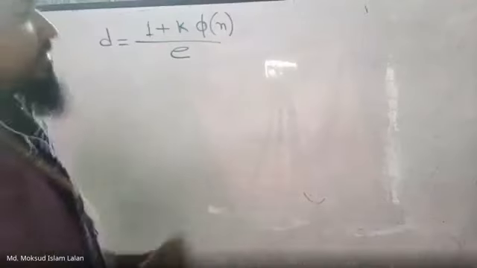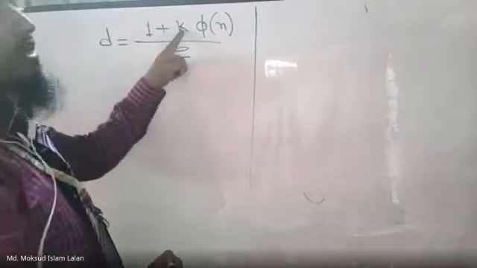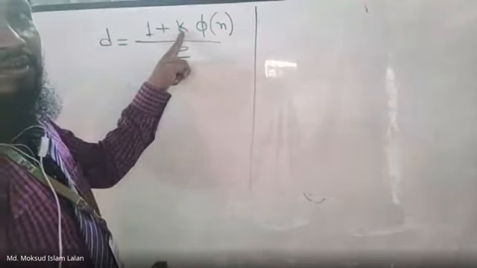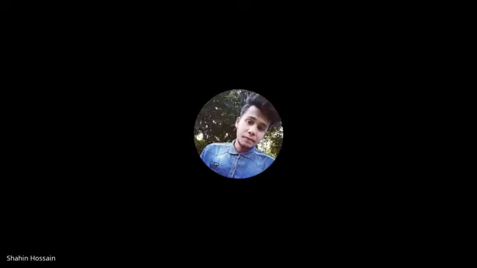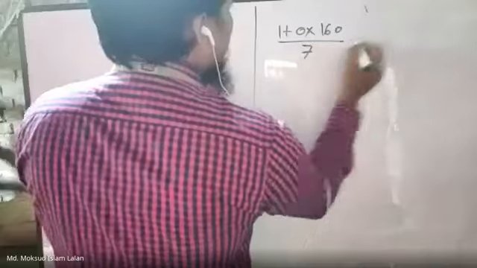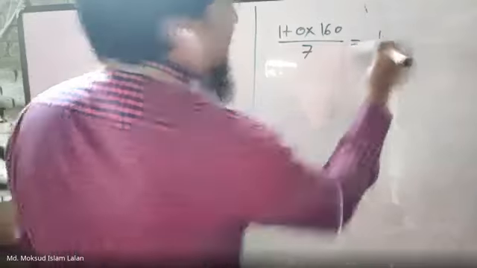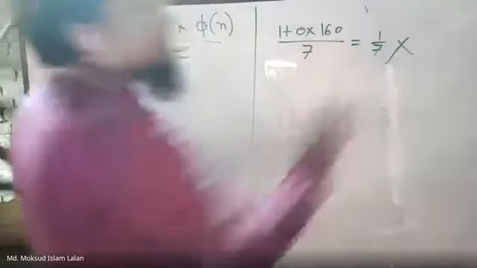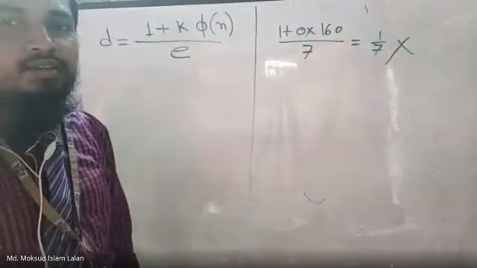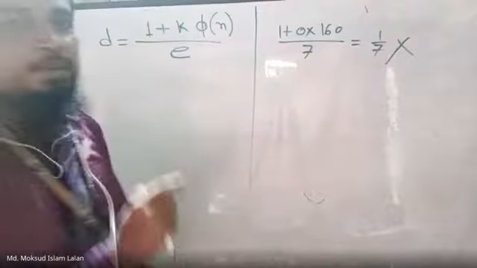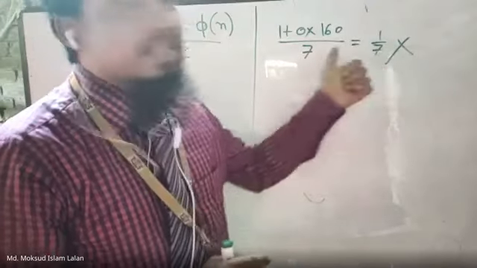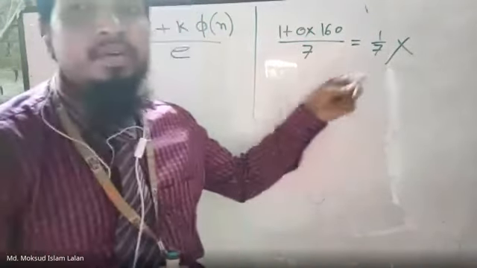For this, you will make a side note: the value of k is 0 at first. So 1 plus 0 into phi of n. What was the value of phi of n, sir? 160. E is 7. So what is the value 1/7? It is a fraction value, and a fraction is not considered as D. It is not allowed. You have to consider only the integer value. Please keep a note: you cannot consider a fraction value as D; if there is any fraction value, eliminate it.